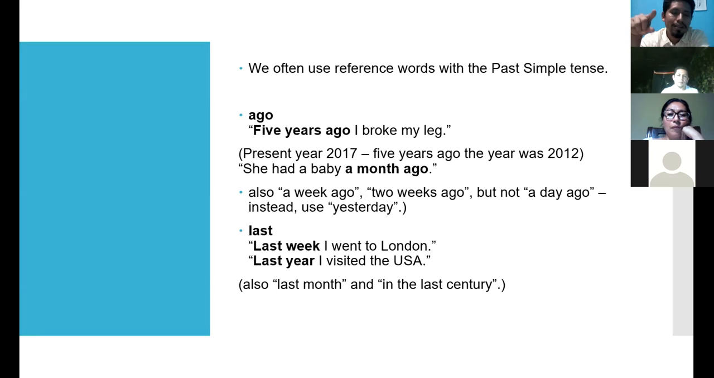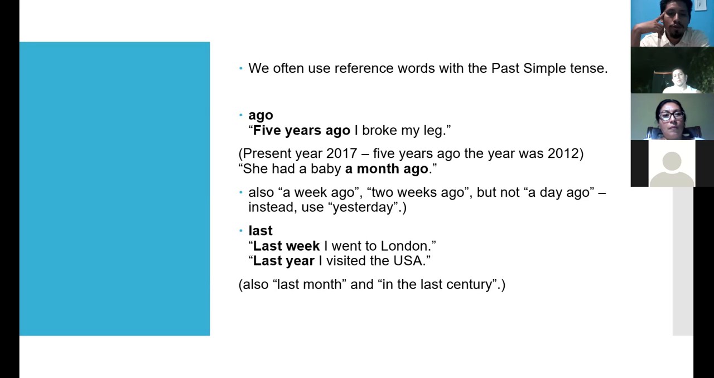And if we use it there, that means that we are identifying a specific point in the past. If I say 1 month ago, that means that 31 days have passed since that happened. Here I have some examples with ago. It says present year 2017, 5 years ago, the year was 2012. She had a baby a month ago. That's what I was telling you. We have the word ago, and we can use it with different points in time.